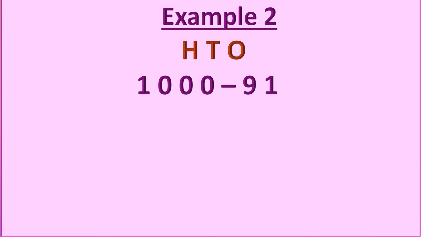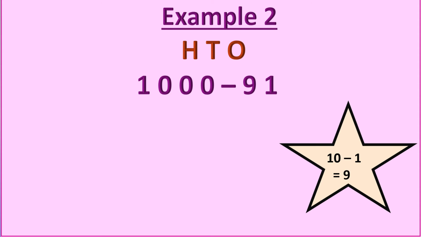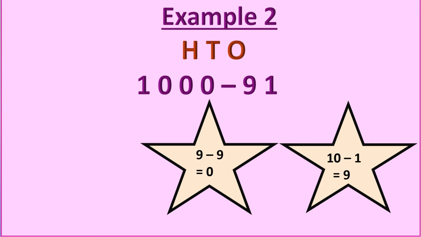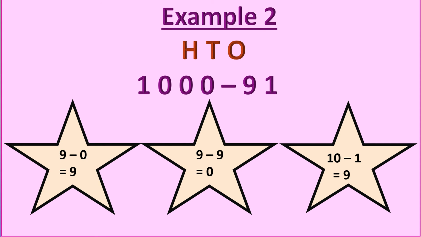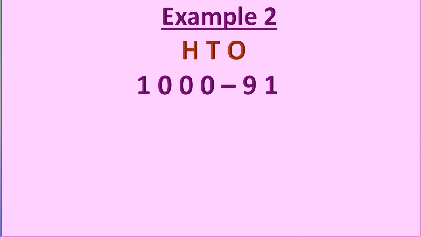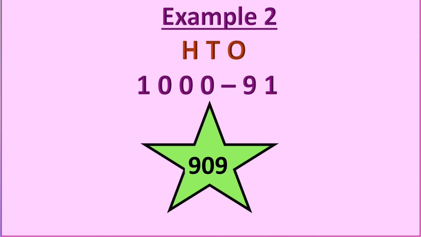We will see an example now. We will subtract 91 from 1000. Step 1. Subtract the 1 from 10. Step 2. Subtract the 9 from 9. Step 3. There is no hundreds place, so we can subtract 0 from 9. The final answer is 909.